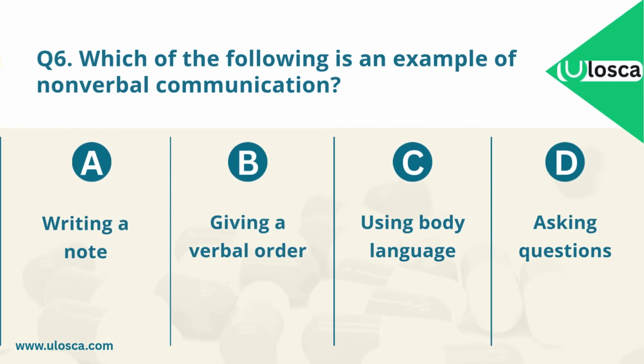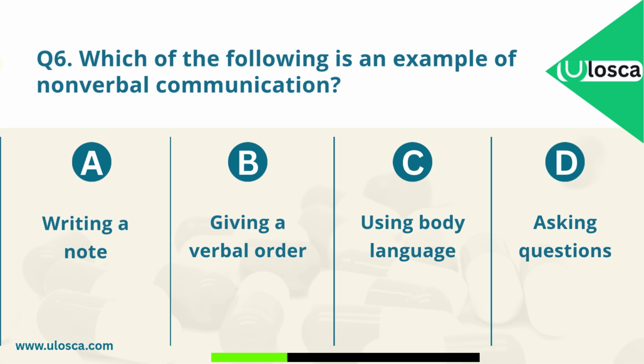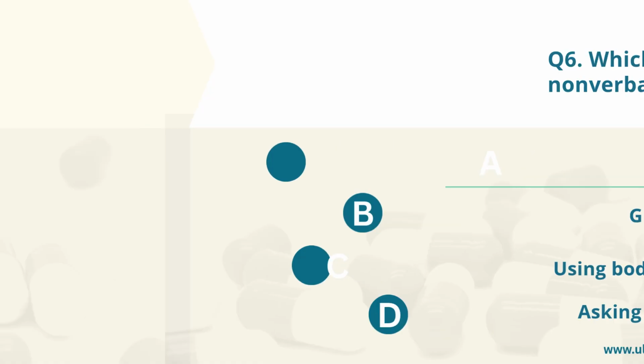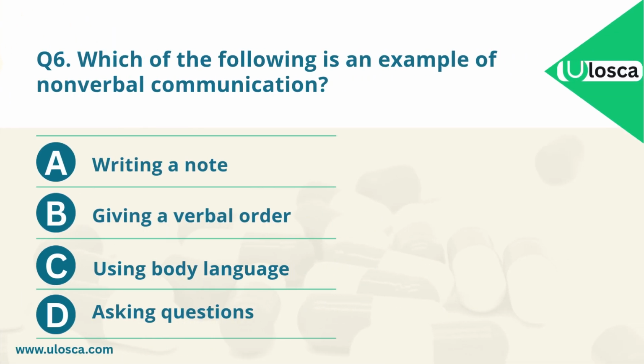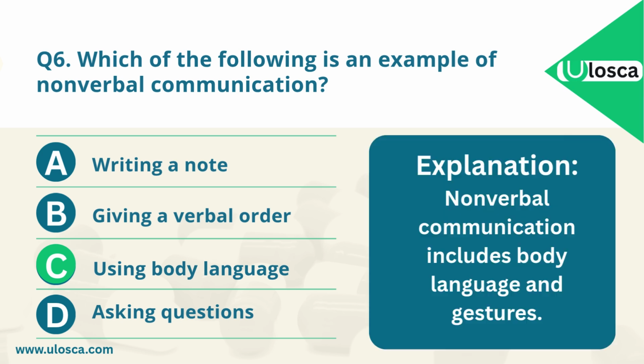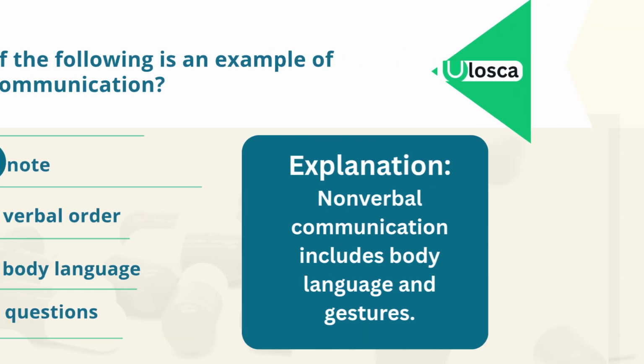Question 6. Which of the following is an example of nonverbal communication? A. Writing a note. B. Giving a verbal order. C. Using body language. D. Asking questions. Which one is the correct answer? The correct answer is C. Using body language. Explanation. Nonverbal communication includes body language and gestures.